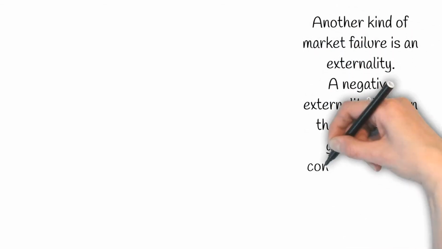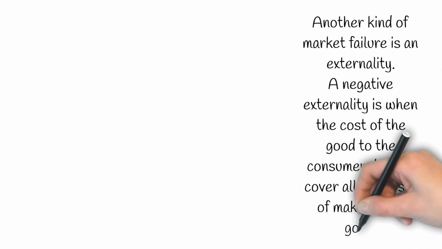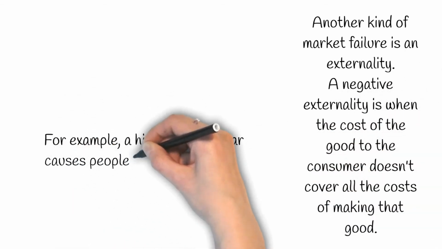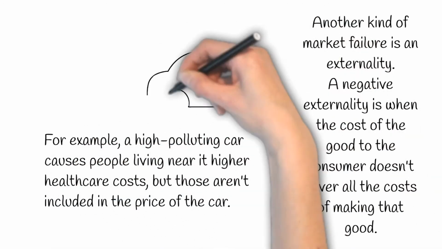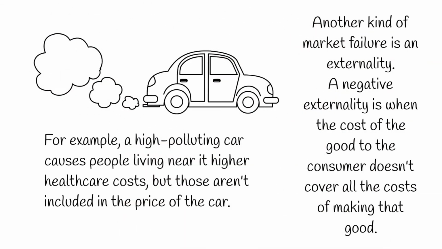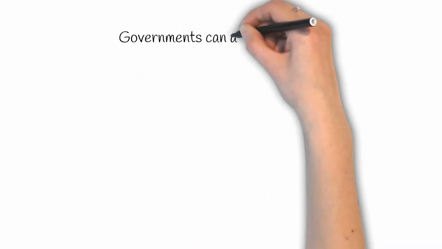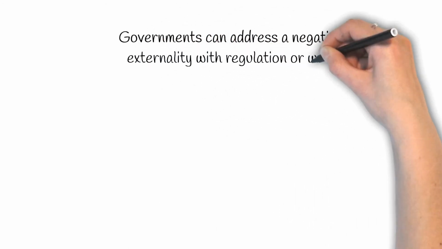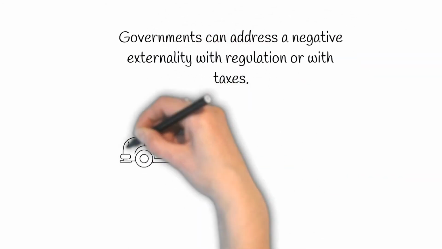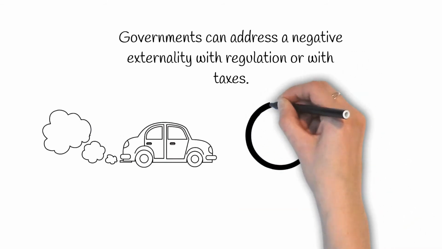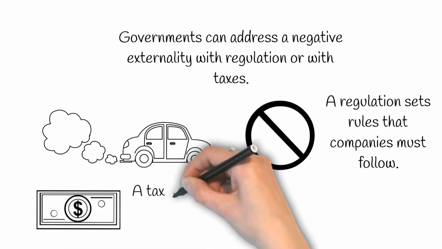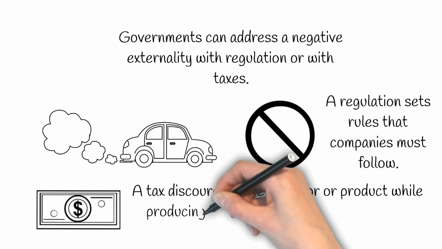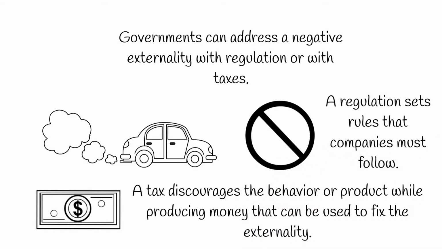Another kind of market failure is an externality. A negative externality is when the cost of the good to the consumer doesn't cover all the costs of making that good. For example, a high polluting car causes people living near it higher healthcare costs, but those aren't included in the price of the car. Governments can address negative externalities with either regulation or with taxes. So they may pass a rule that requires that they produce cars that pollute less, or maybe they will pass a tax on these that will discourage that behavior while also producing money that can be used to fix the problem.